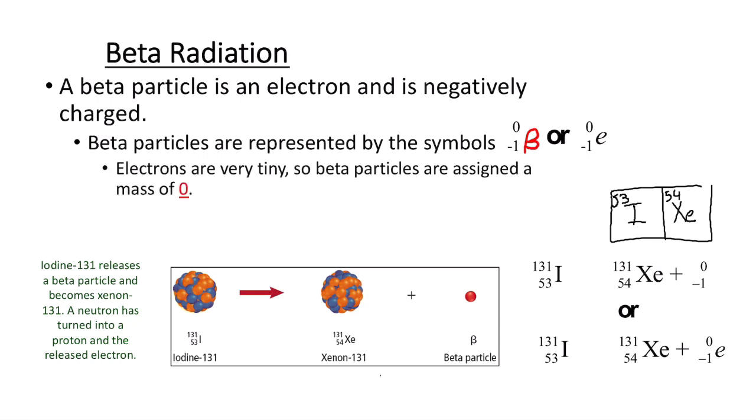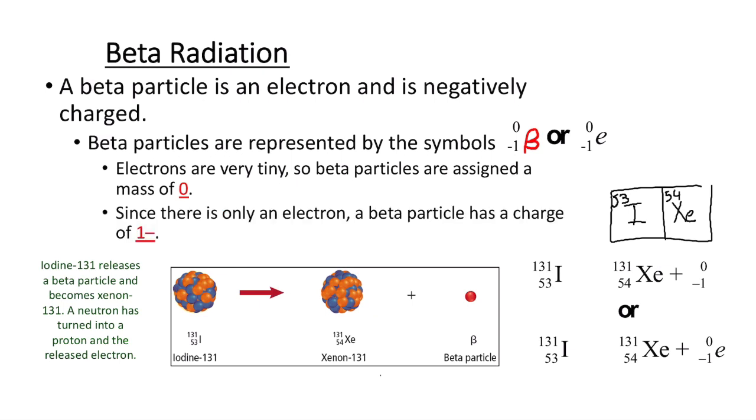So electrons are very tiny, so beta particles are assigned a mass of 0. So they don't actually have a mass of 0, but their mass is 1/1836th that of a proton. So they're teeny tiny. Since there is only an electron, a beta particle has a charge of -1.